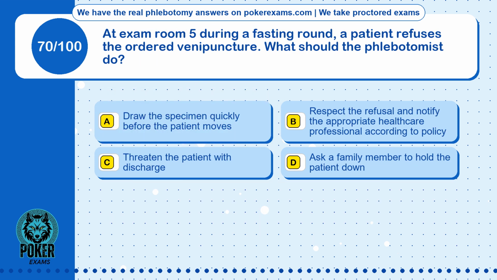Question 70. At exam room 5 during a fasting round, a patient refuses the ordered venipuncture. What should the phlebotomist do? Option A, draw the specimen quickly before the patient moves. Option B, respect the refusal and notify the appropriate healthcare professional according to policy. Option C, threaten the patient with discharge. Option D, ask a family member to hold the patient down.